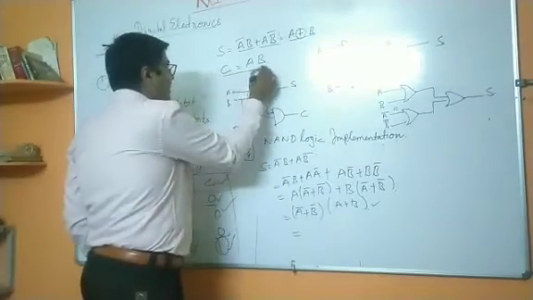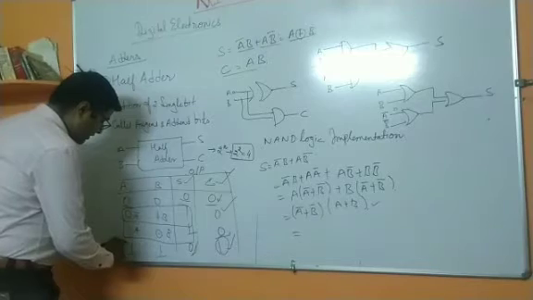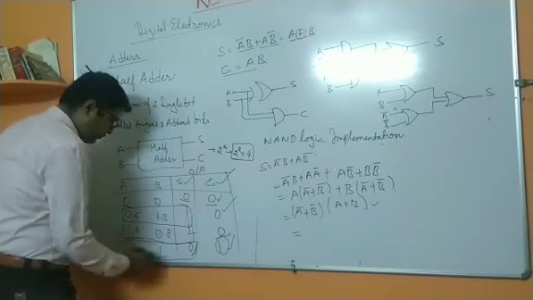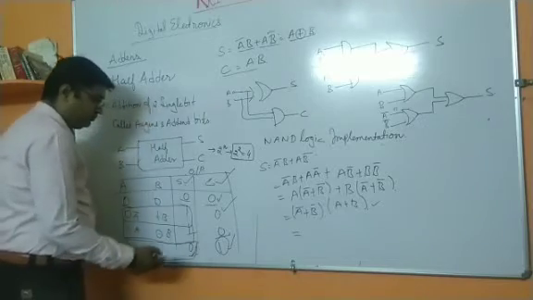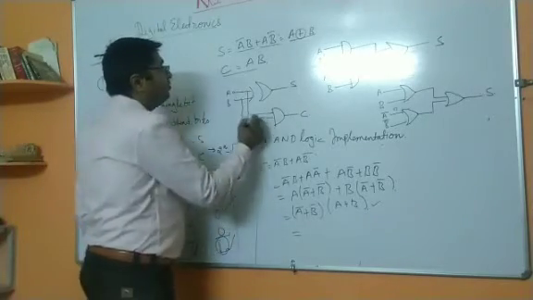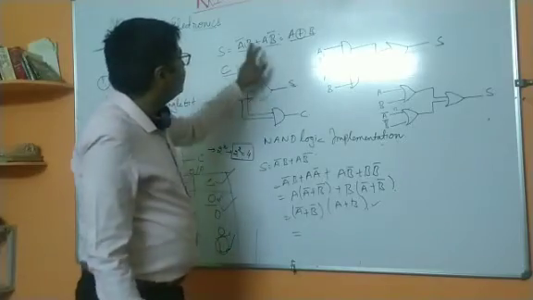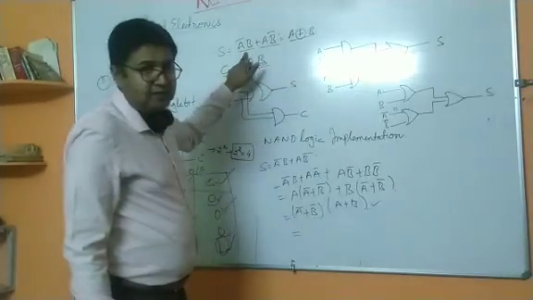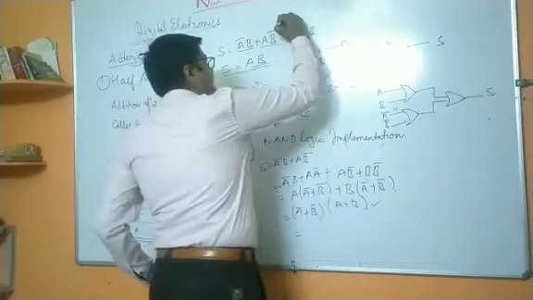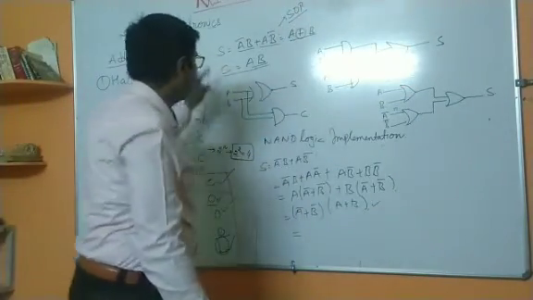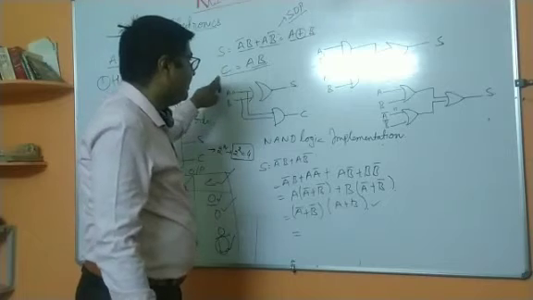The second thing is carry. It comes when both the inputs are 1. So it can be written as AB. This form is called sum of products, SOP. These are SOP forms. Now when we get these SOP forms of sum as well as carry, what we need to do is implement that logic.